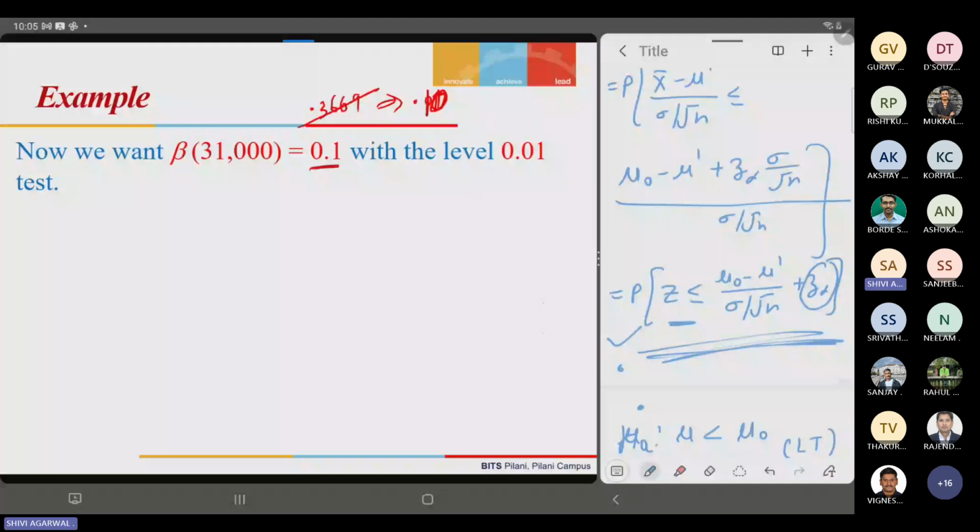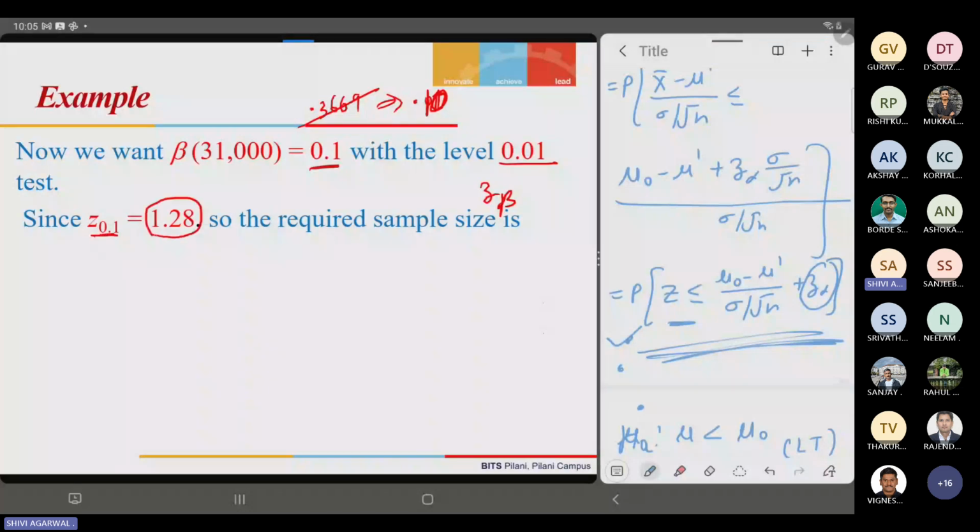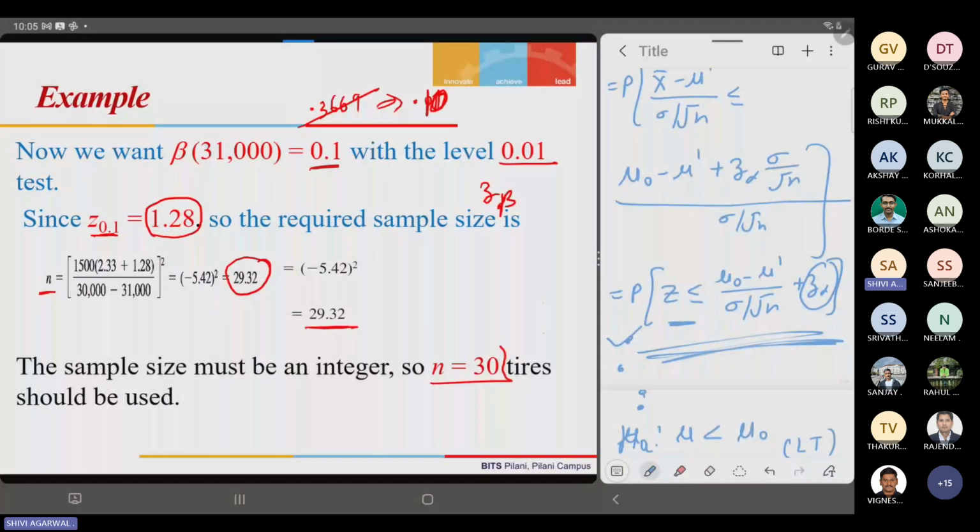So what should be the sample size? Z alpha we have already calculated, and we can find out the Z beta also. So Z beta is 1.28. We are substituting in the formula of N. N is what? The answer is coming 29.32, and that will become N is equal to 30 tires, more than this.